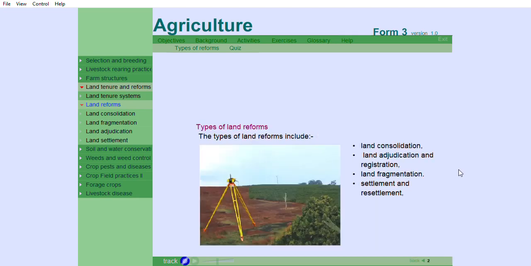Types of land reforms. The types of land reforms include land consolidation, land adjudication and registration, land fragmentation, and settlement and resettlement.